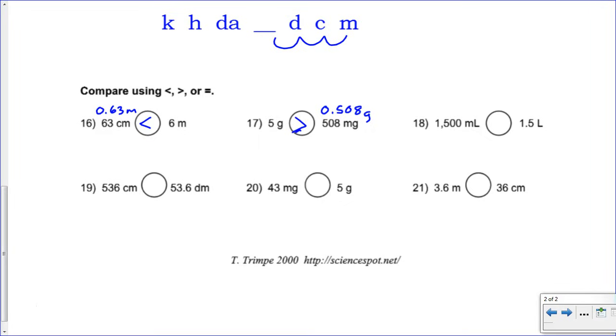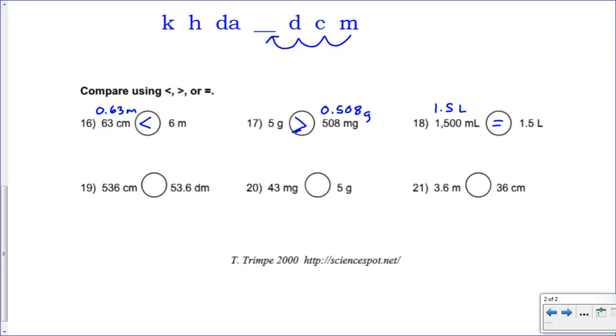For 18, 1,500 milliliters compared to 1.5 liters, going from milli to the base unit, we're going to be jumping over 3 spots here, 1, 2, 3, again to the left. So 1,500, decimal point is there, 1, 2, 3 to the left. We end up with 1.5 liters. And then you can see that those two are equal.